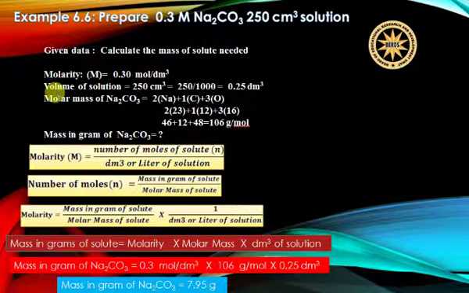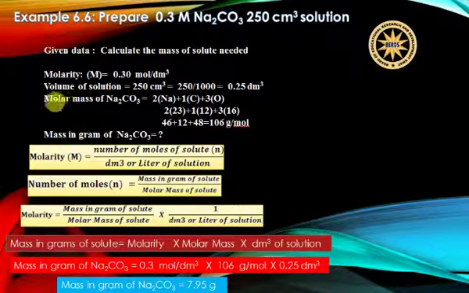above example. The volume of solution is 250 centimeter cube, so this centimeter cube is converted to decimeter cube. So 250 is divided by 1000, because 1 decimeter cube is equal to 1000 centimeter cube or 1000 ml. So 250 centimeter cube is divided by 1000 and converted to decimeter cube, so it becomes 0.25 decimeter cube.